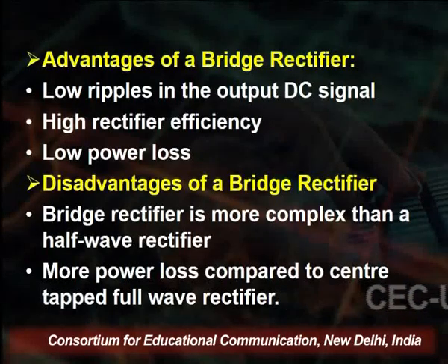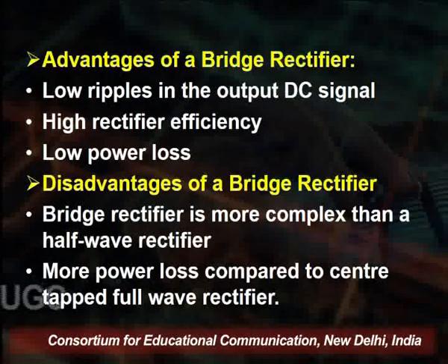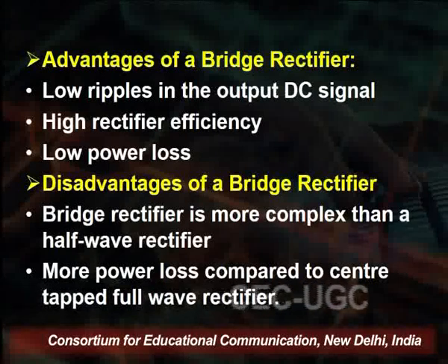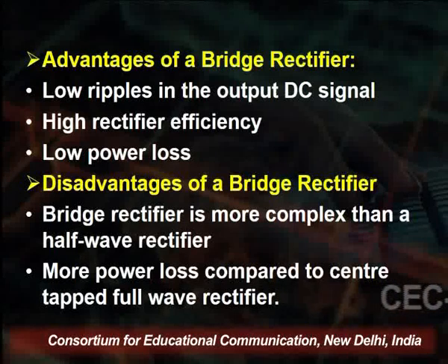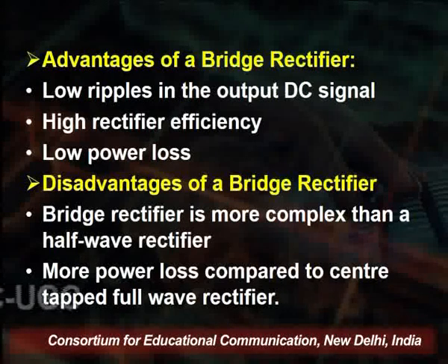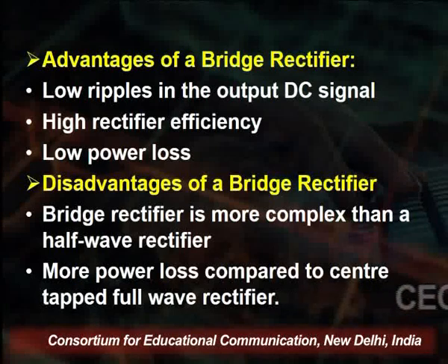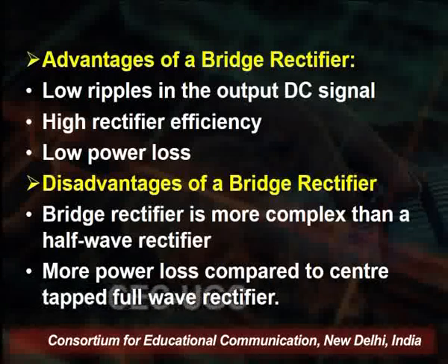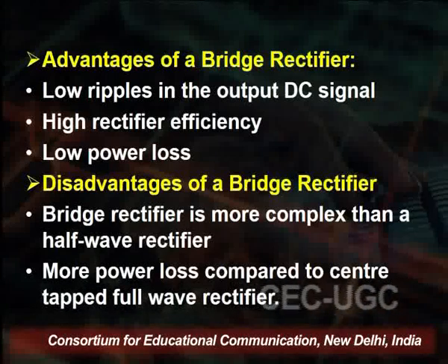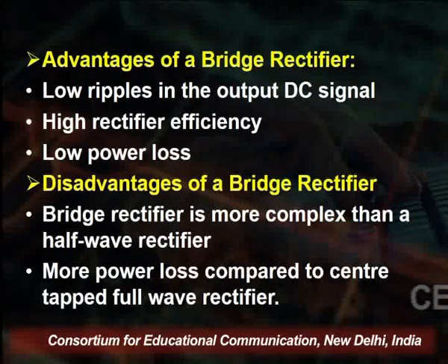What are the advantages of the bridge rectifier? There are low ripples in the output DC signal, we get high rectifier efficiency in this bridge rectifier, and we have low power losses. What are the disadvantages of the bridge rectifier? The bridge rectifier is more complex than the half wave rectifier because we use a larger number of diodes here, and it has more power loss compared to the center tapped full wave rectifier.